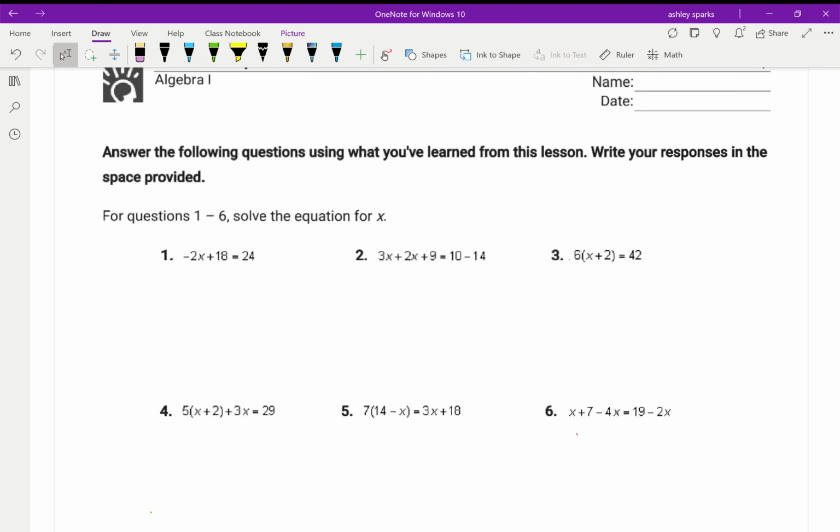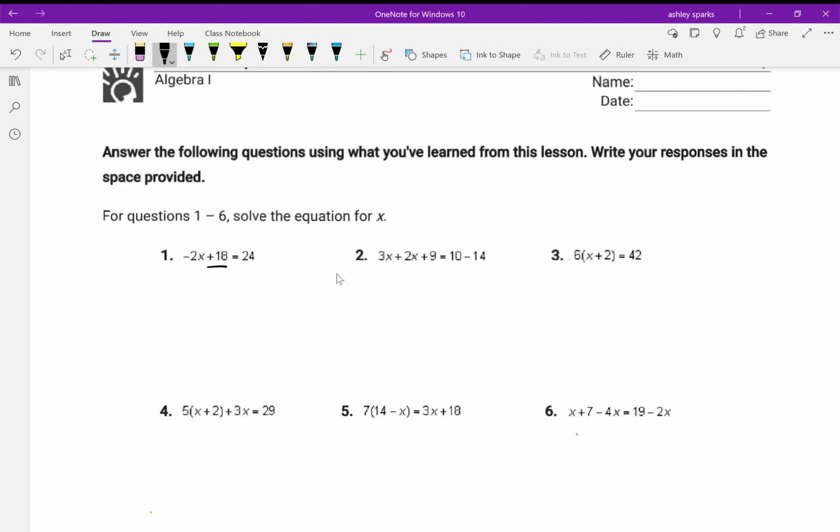The two-step equation that we're starting with is negative 2x plus 18 equals 24. What I like to tell my students when they're doing this is your goal is to get x alone. To do that, I like to start with what is furthest away from that x, which in this case is the plus 18, because that negative 2 is attached to my x. They're too close for me to be able to deal with. So I like to do my opposite action.